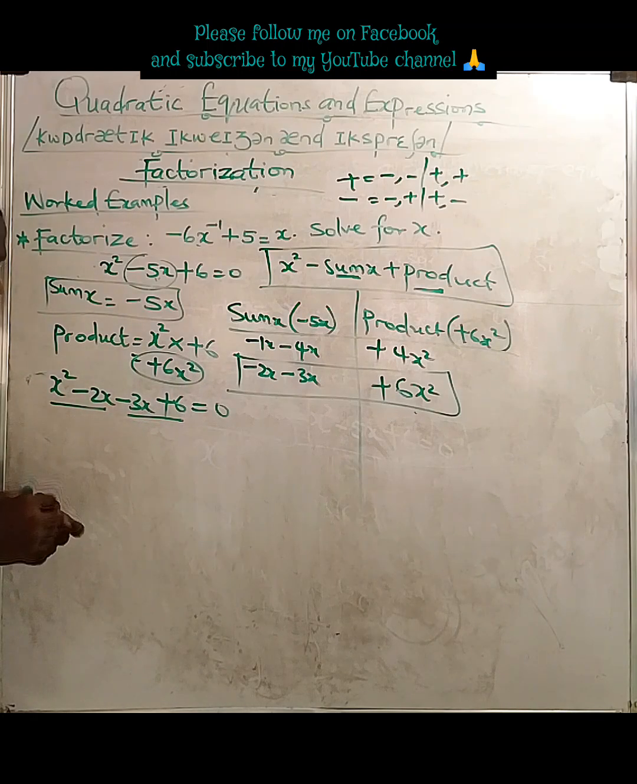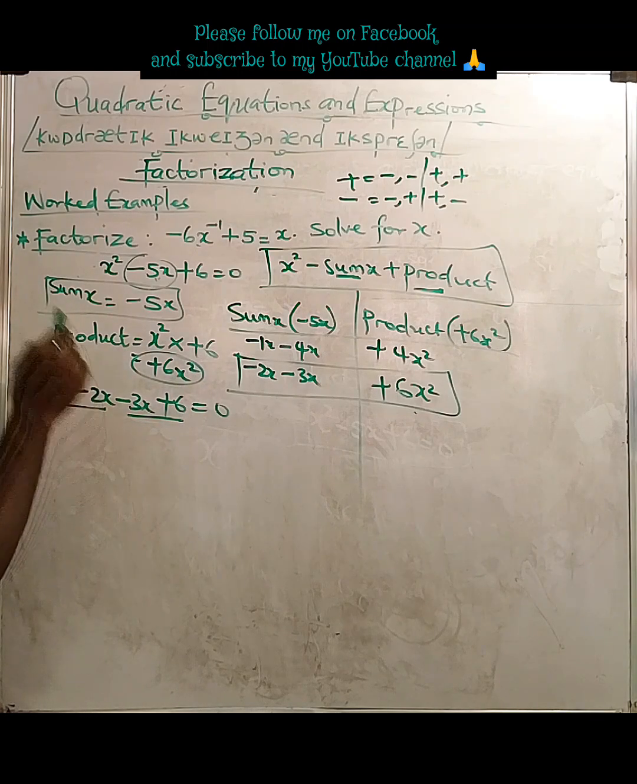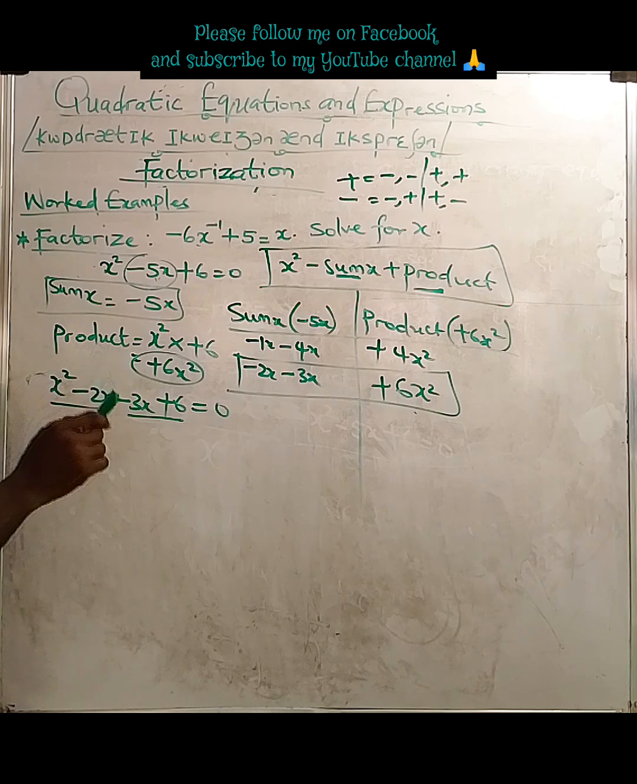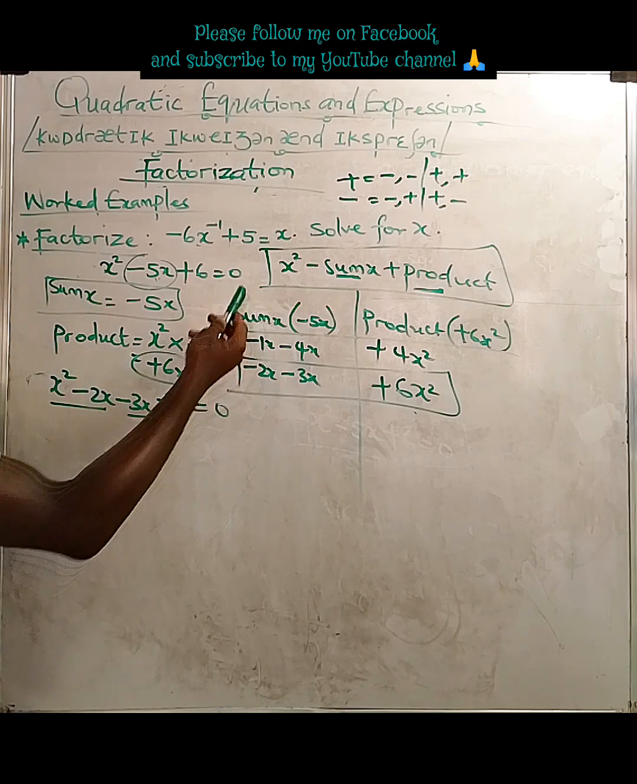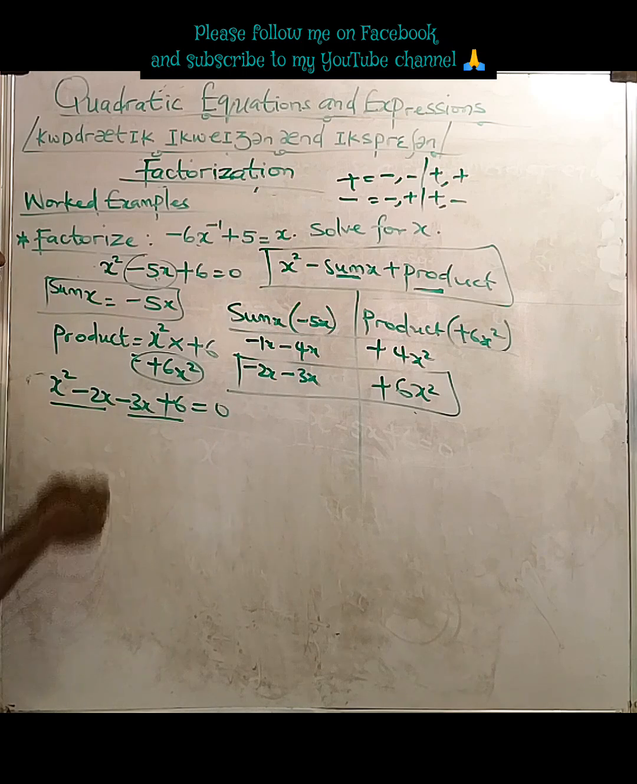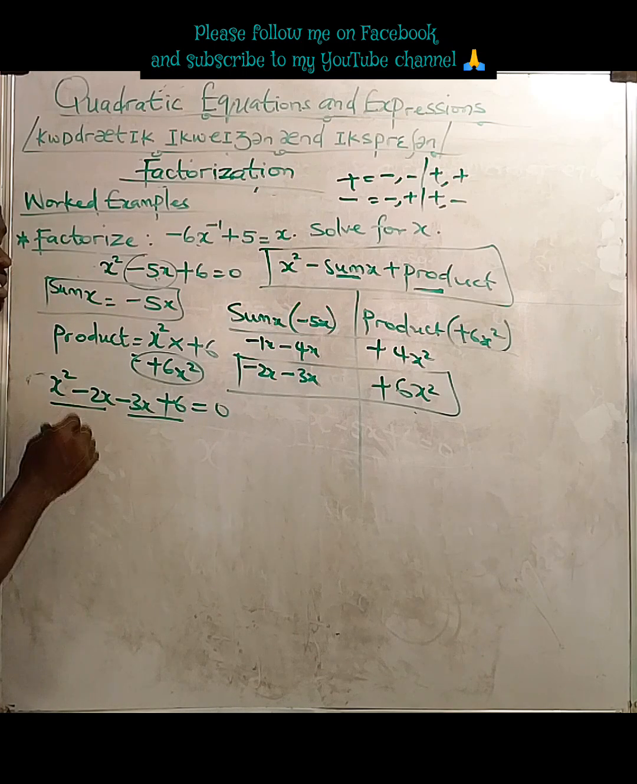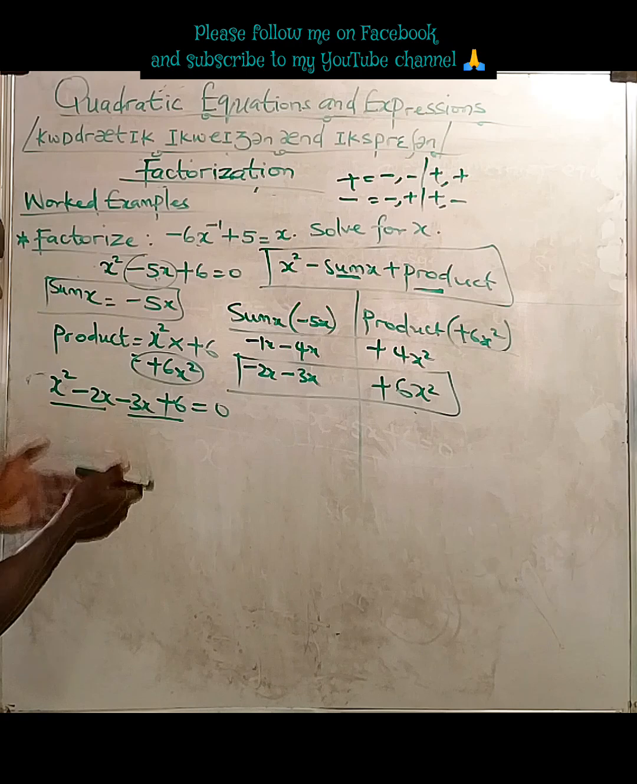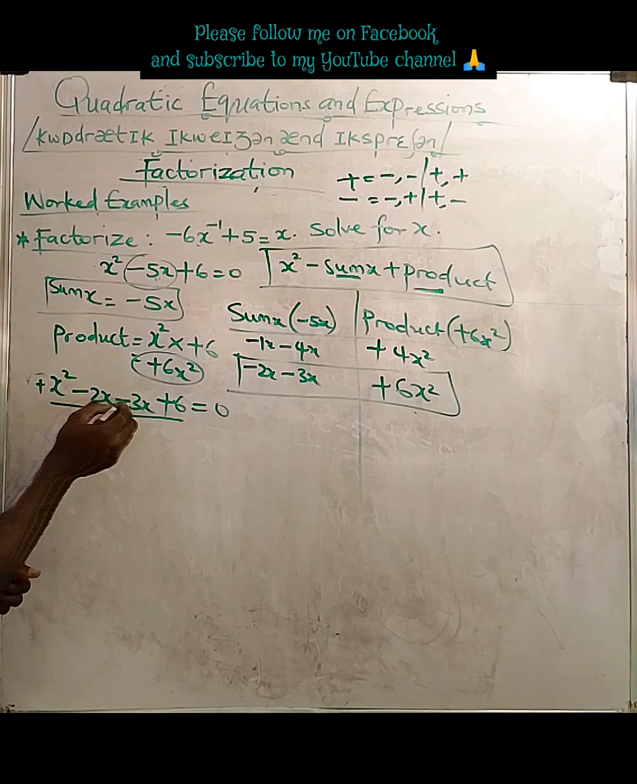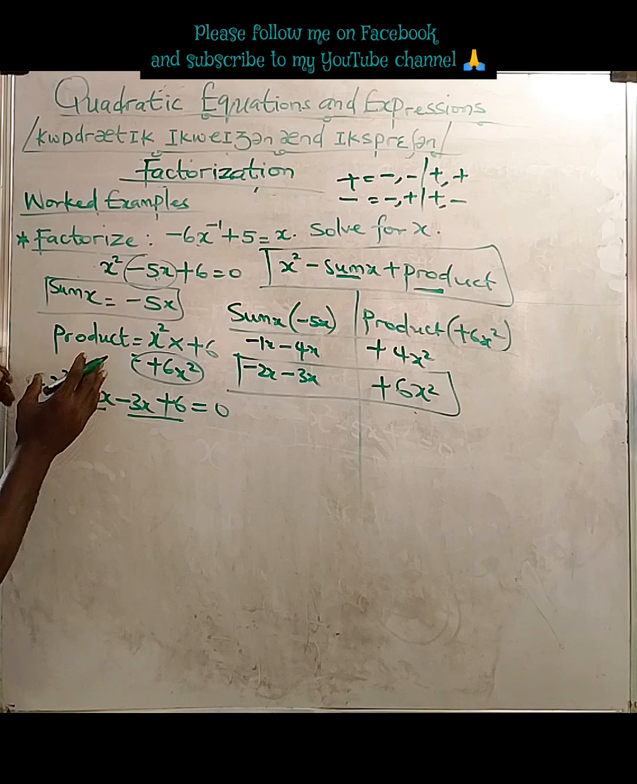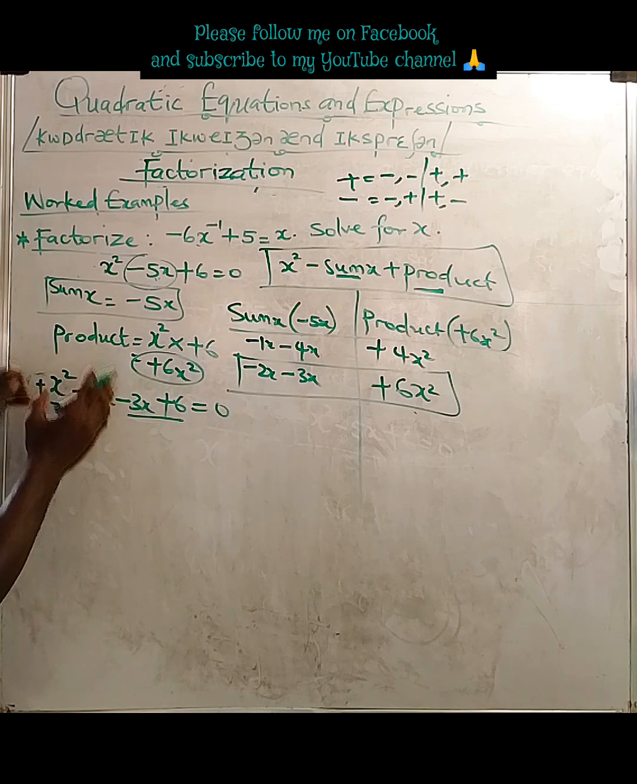So now this is the real factorization. This is why we call it the factorization method. Apart from the fact that we have the formula x squared minus sum x plus product, the real reason why this is named factorization is what we're about to look at. So plus x squared, minus 2x. We're going to be attending to each of these pairs.